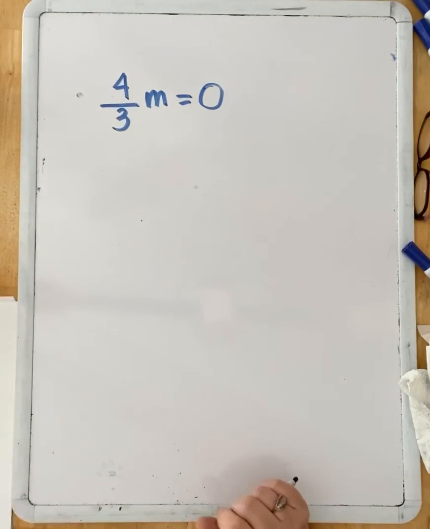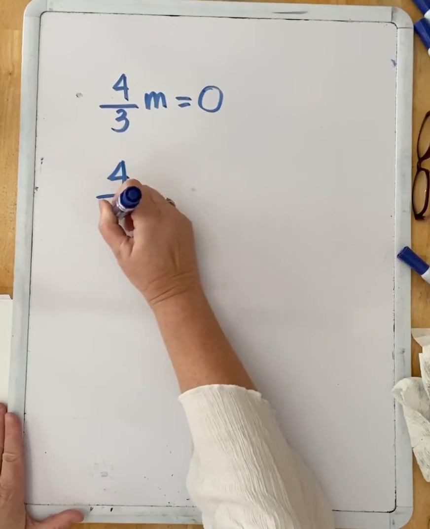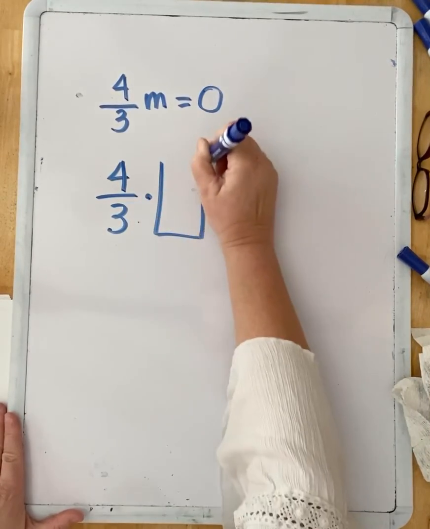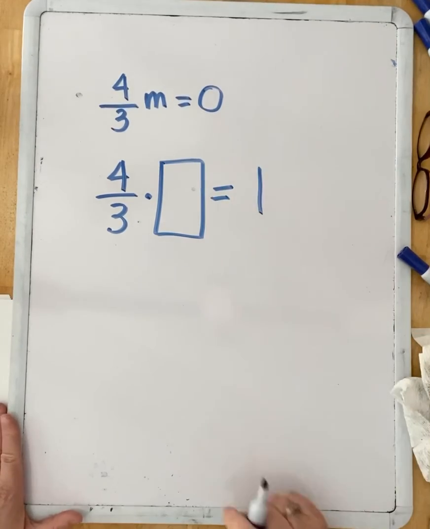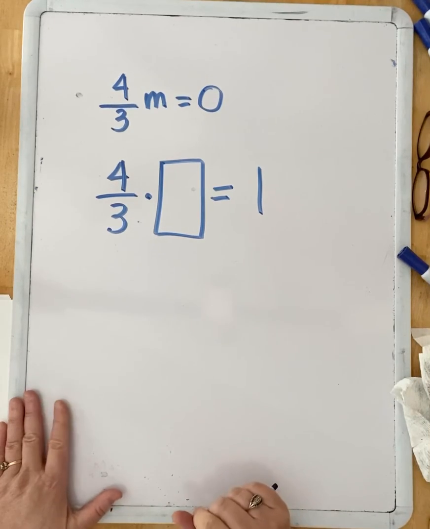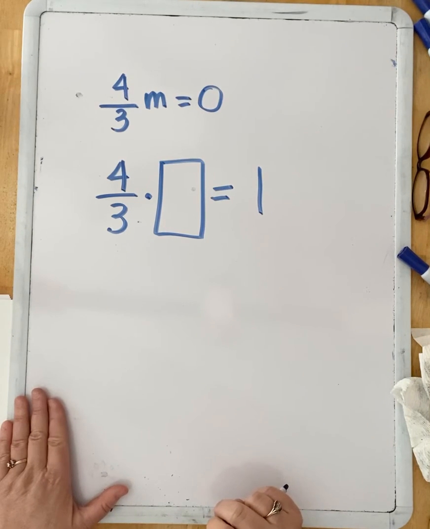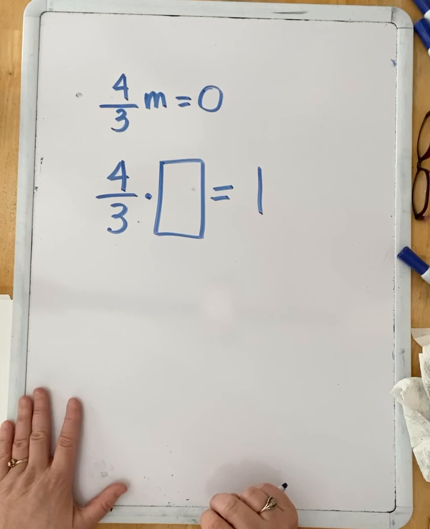I know that sounded confusing when I said it just now. So I have 4/3 times something equals 1. My objective is to find something that creates a 1. We've talked about reciprocals. Reciprocals are flipped upside down. We talked about division. We said flip and multiply. That flip is the reciprocal. So when we have a fractional multiplication problem, we're going to use the reciprocal of that fraction to create a 1.